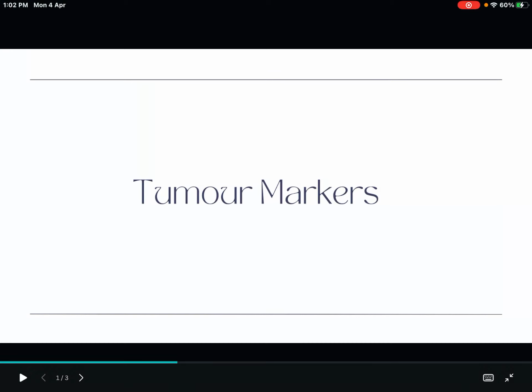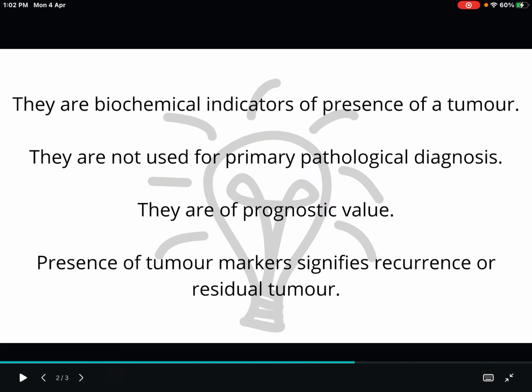Now let's talk about a short topic, which is tumor markers, and this will be coming as a 2 marker in our university examination. So what are the things that you have to write for tumor markers? A small explanation about tumor markers.